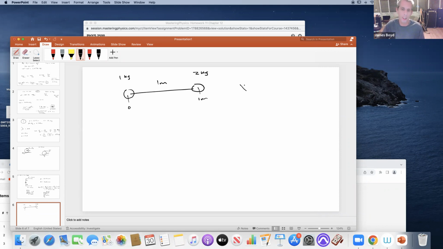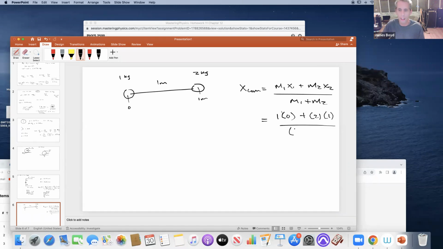I need to find the center of mass, and how I do that is M1 times its position, plus M2 times its position, over their joined masses. M1 is 1, but X1 is 0. M2 is 2, and X2 is 1, and this is 1 plus 2. So I get 2 over 3, or the center of mass is at 2/3 of a meter, so like here somewhere. They're going to rotate around that.